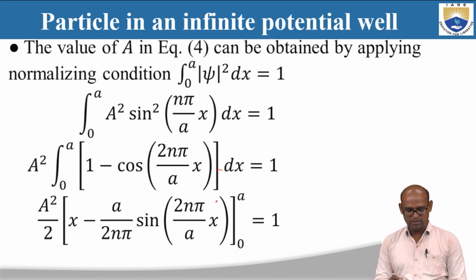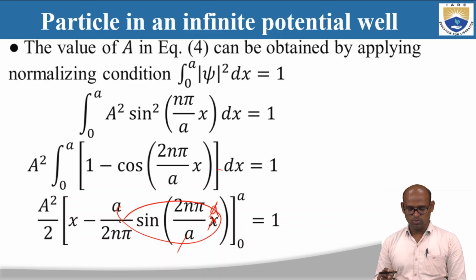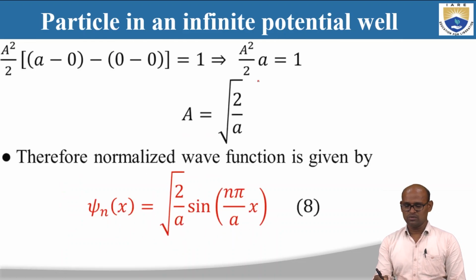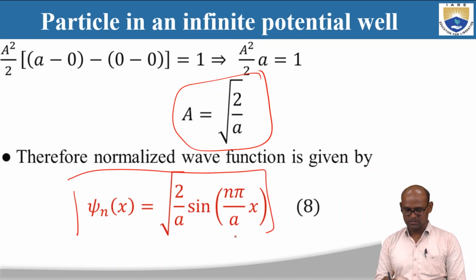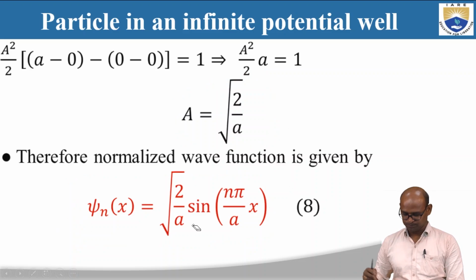When we substitute the limits x equal to a and minus 0, in the second term we get sine 2 n pi, which is 0, and for the lower limit sine 0 is again 0. So the second term goes, and we are left with only the first term. A square by 2 into a is equal to 1, so A will be square root of 2 by a. Substituting this A in the equation, we get the eigenfunctions: square root of 2 by a into sine n pi by a into x.